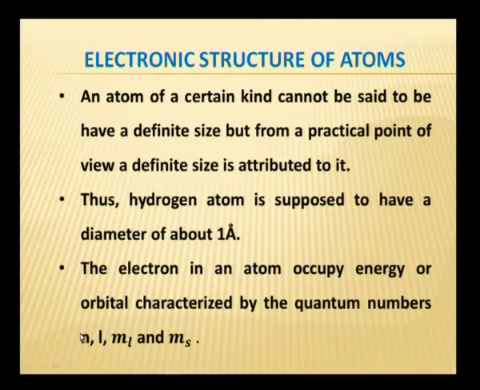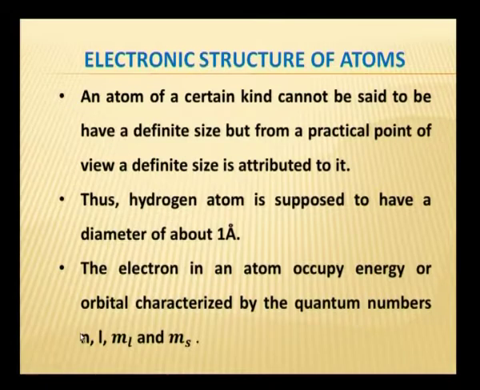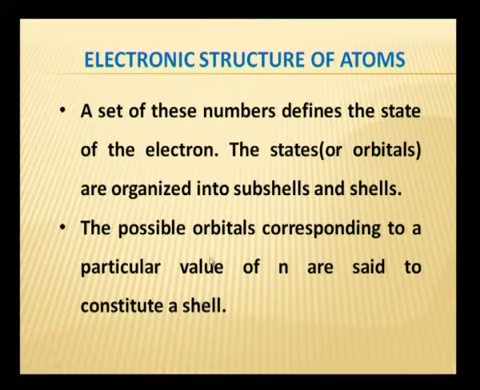The electron in an atom will occupy energy states or orbitals characterized by quantum numbers n, l, ml, ms. I mean by energy, in the Bohr atom model, the energy of the electron depends upon 13.6 divided by n square. So, n decides the energy levels in the Bohr atom model. Similarly, here these numbers will also decide the orbits and also the energy levels. That is what I am telling here. A set of these numbers defines the quantum state of the electron. The states or orbitals are organized into subshells, and finally, into main shells. The possible orbitals corresponding to a particular value of n are said to constitute a shell.